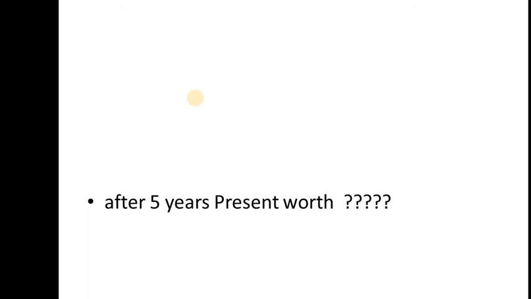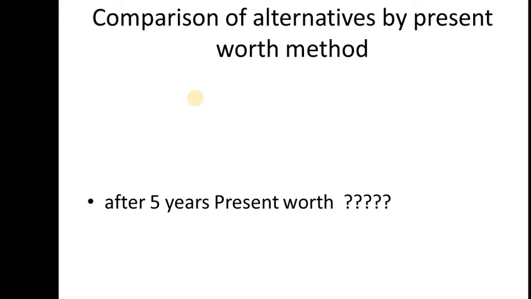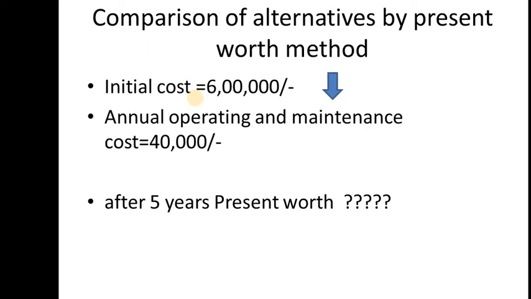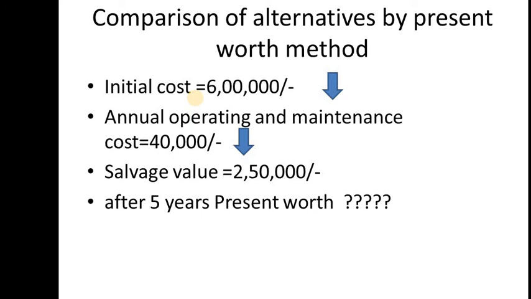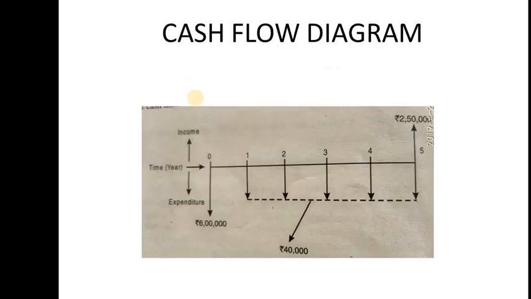After 5 years, what is the present worth I should calculate? For that, the first thing is initial cost. I already told you it is going downward, because it is an expense that will flow out of my pocket, an outflow. Next is annual operating and maintenance cost, outflow. Salvage value, inflow. Okay. So now this is the diagram for that. Present worth I need to calculate. So what is the present worth? First, initial purchase cost, minus 6 lakhs.